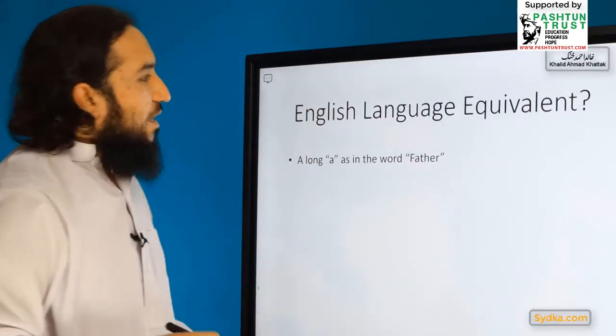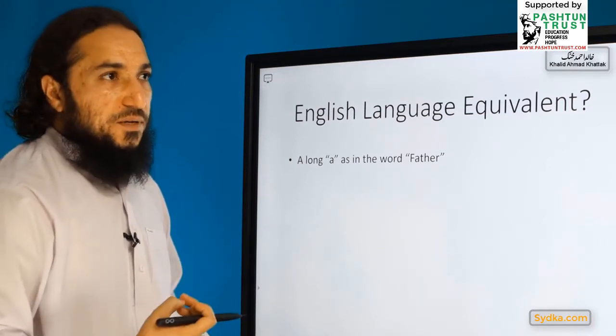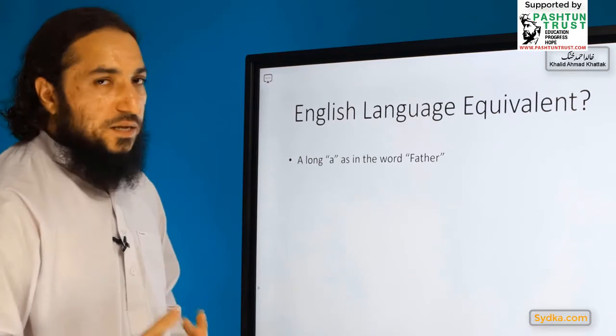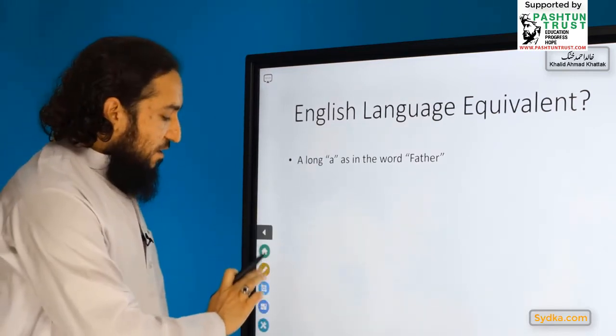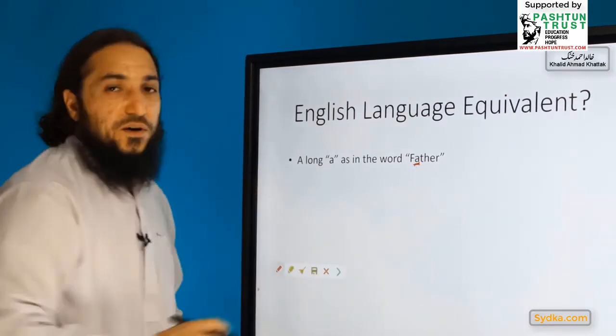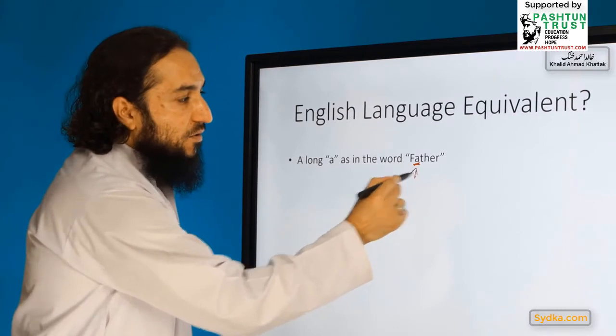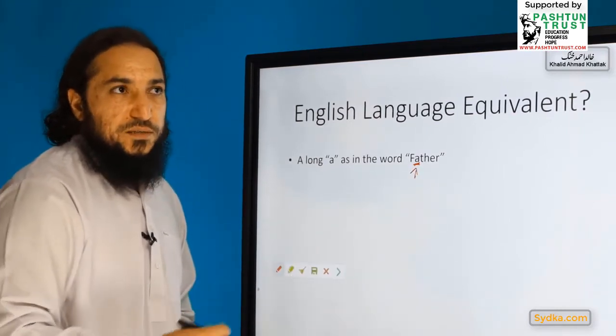What is the equivalent of alif as a long vowel in English? It is actually the long A in the word father. The sound of this A in father is equivalent to alif when it is used as a long vowel.